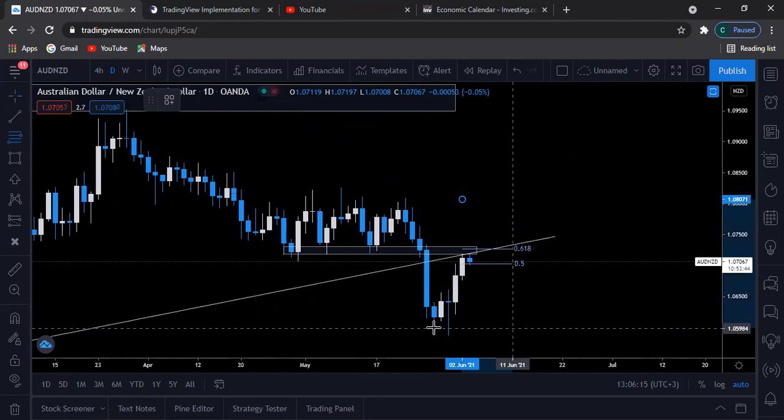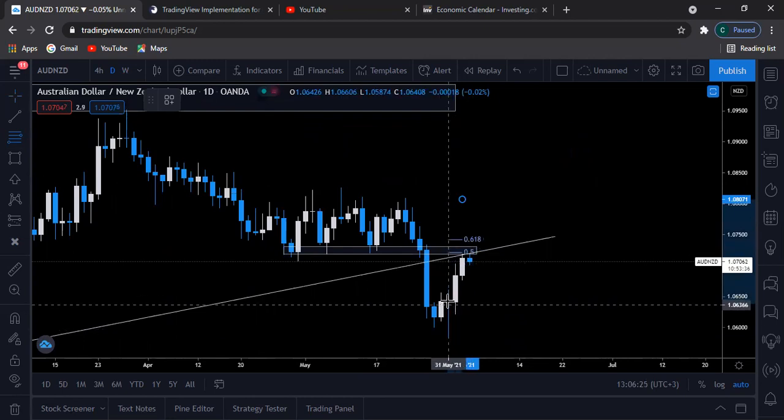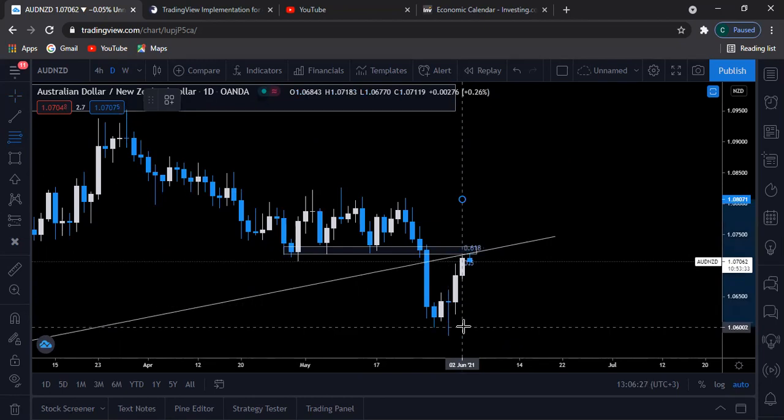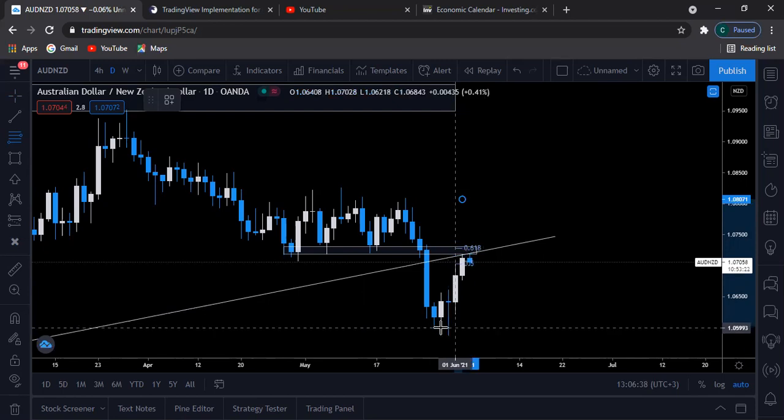I'm going to use this low because this one here is very sharp and it looks like it was fundamentally affected, like it wasn't a normal move. If you remember last week, we had the interest rate of the Aussie. That's what affected this move here, right? So it was fundamentally influenced. It wasn't the market structure that moved it. So I'm going to use this low here.